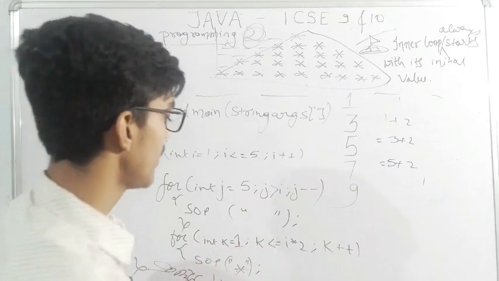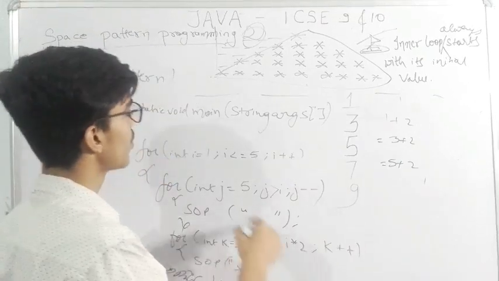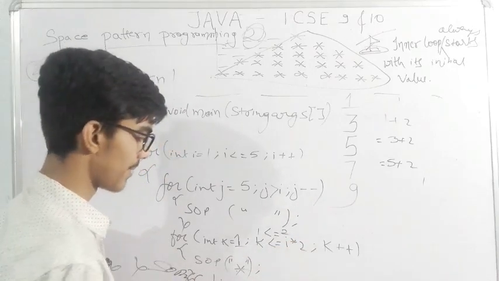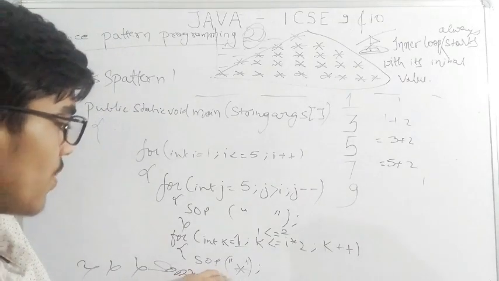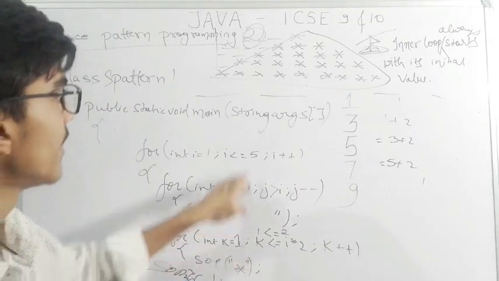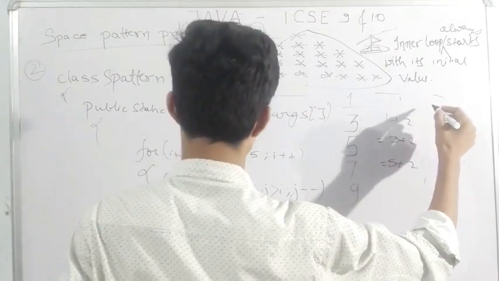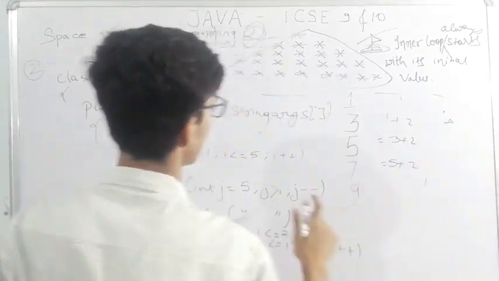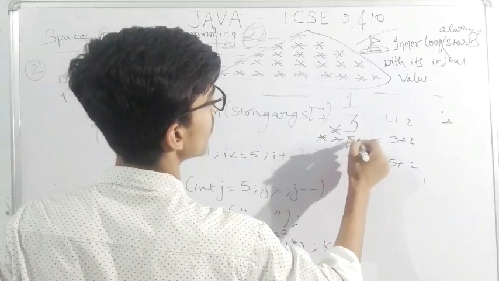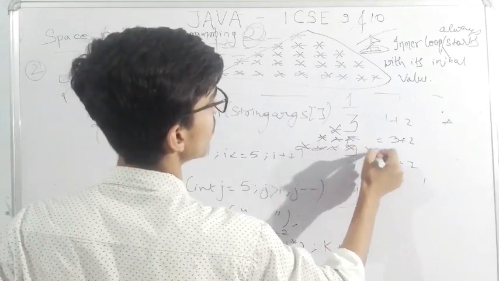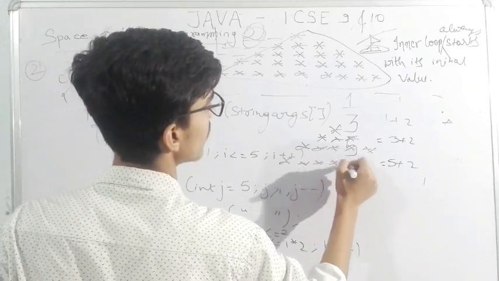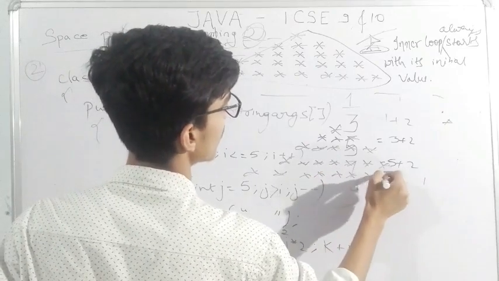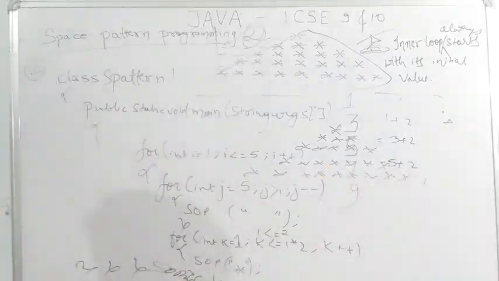K is 1. 1 is less than or equal to I into 2. Value of I is 1. 1 twos are 2. Is 1 less than 2? Yes. K plus plus. We will print an asterisk once, then 1 2 3, then 1 2 3 4 5, then 1 2 3 4 5 6 7, then 1 2 3 4 5 6 7 8 9 asterisks, and the program will be completed.